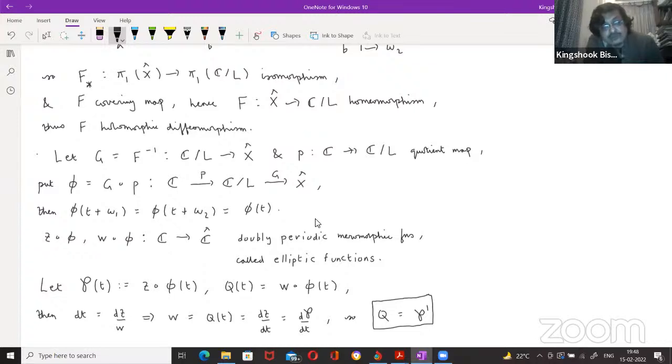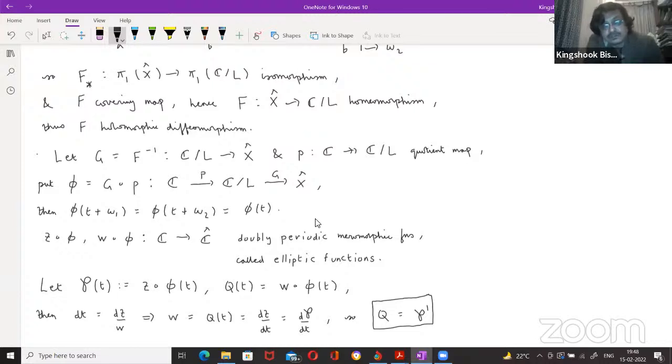So now if I look at Z composed with phi and W composed with phi, these will map from where to where? These will map from C to C hat, because Z and W map the algebraic curve X hat to C hat. So the composition will go all the way from C to C hat. So what kind of functions will these be? These will now be doubly periodic meromorphic functions.